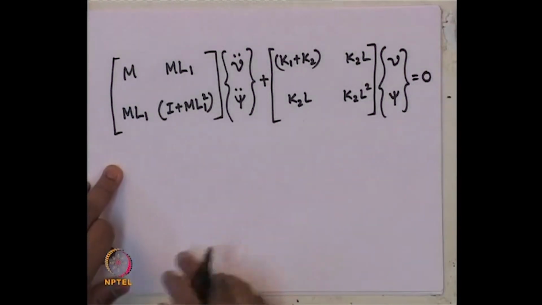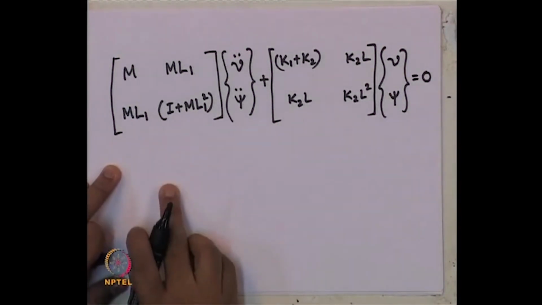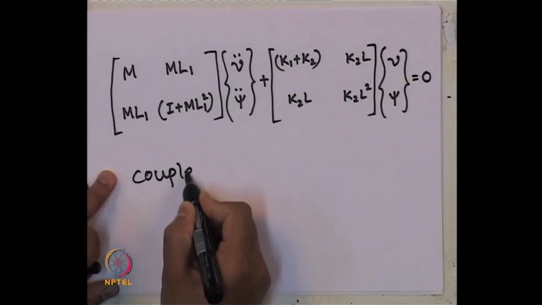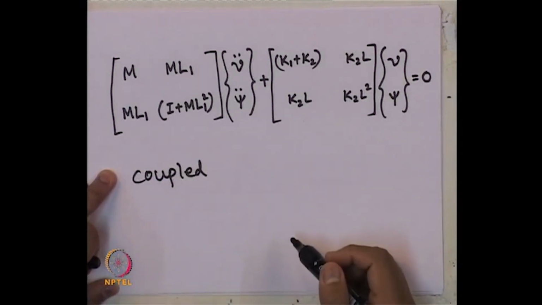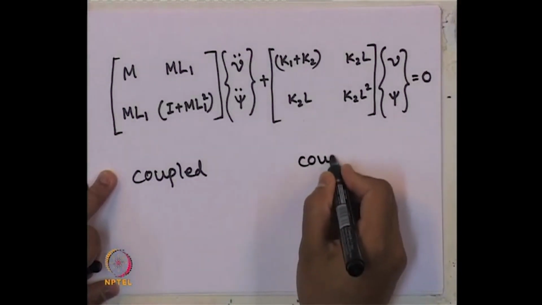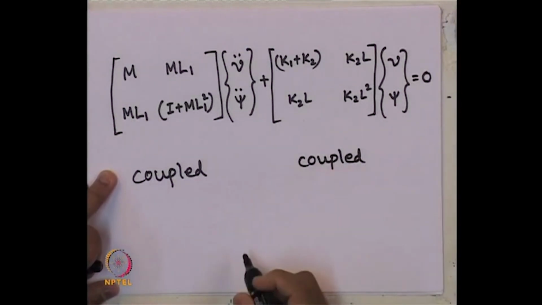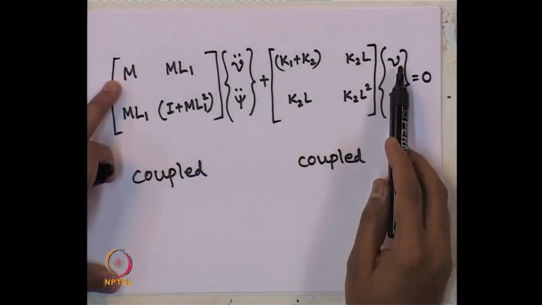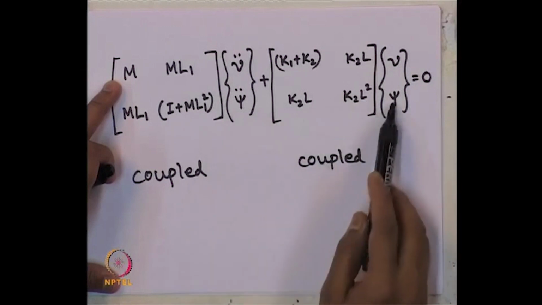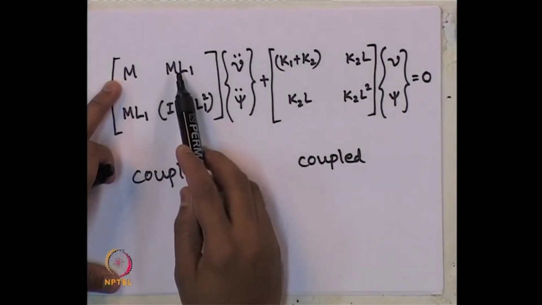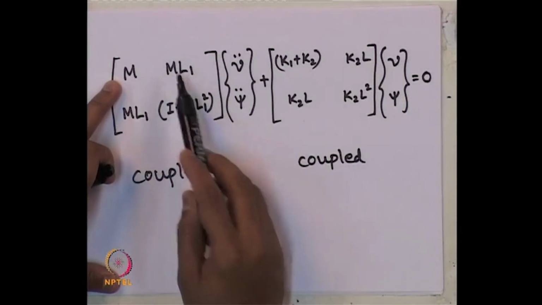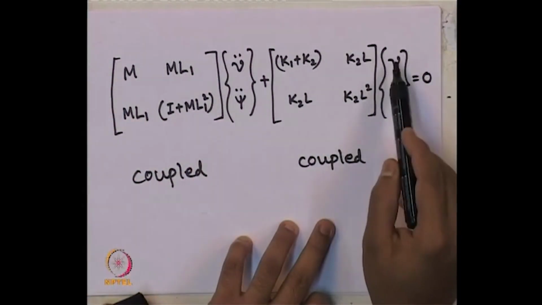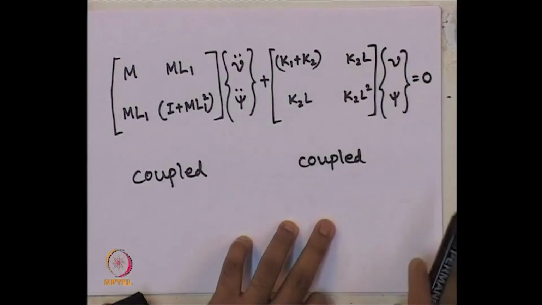What we have seen from this, looking at the mass matrix, is that it is coupled. Looking at the stiffness matrix, it is also coupled, because in the mass matrix, due to the degrees of freedom of V, the effect of psi is very much present, it is non-zero. Also for the stiffness matrix, because of the degrees of freedom V, the effect of psi is present, it is non-zero.